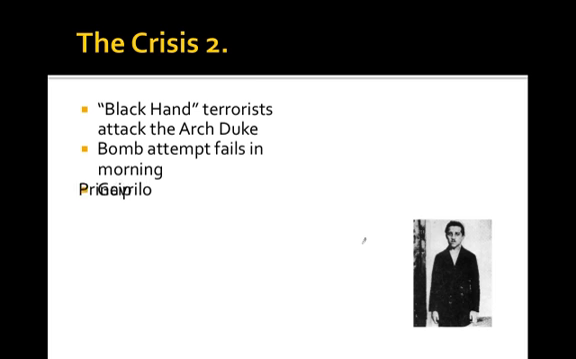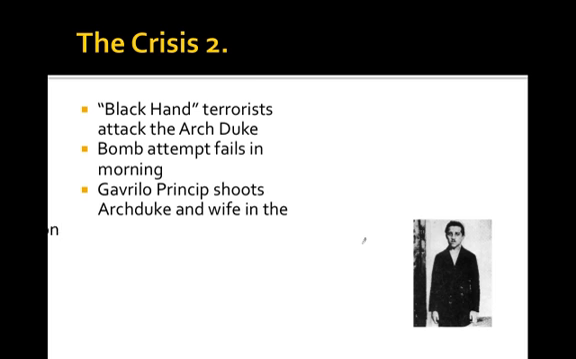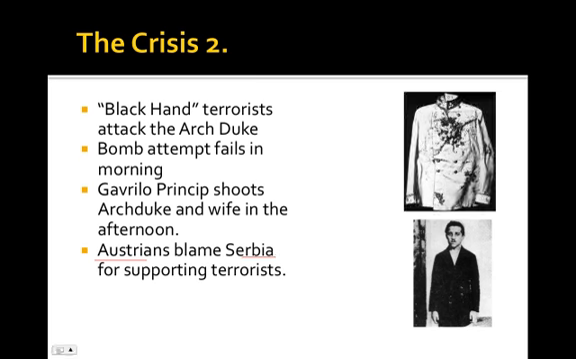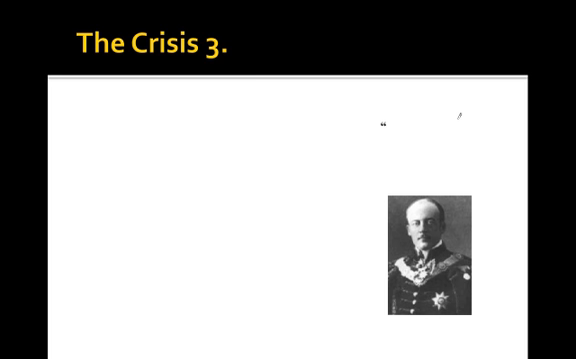They fail bombing in the morning. Gavrilo basically lucks into, long story, crossing the street and says, oh wow, there he is. Austria-Hungary says, Serbia, you like these terrorists, you let them get away with it. There's the coat of Franz Ferdinand.